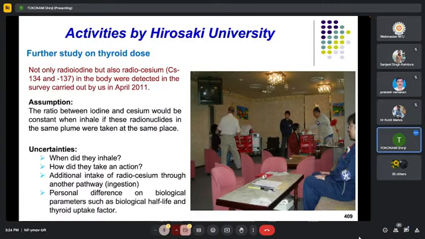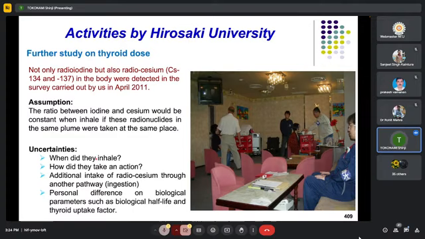Further studies on thyroid dose. Not only radioiodine but also radiocesium in the body were detected in the survey carried out by us in April 2011. So here was the assumption: the ratio between iodine and cesium will be constant if these radionuclides in the same pool were taken at the same place. But there would be uncertainties here.